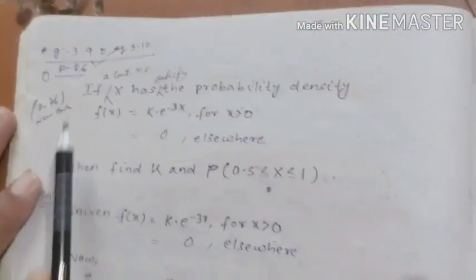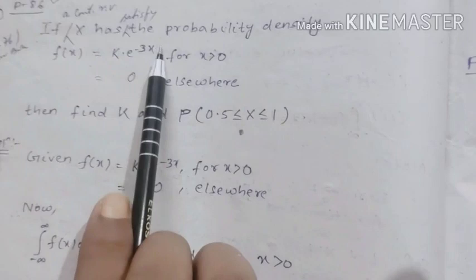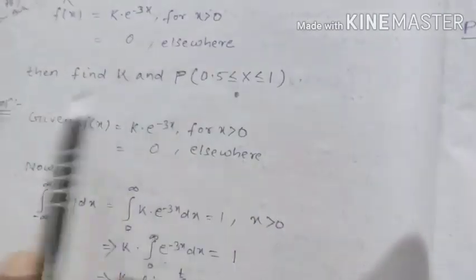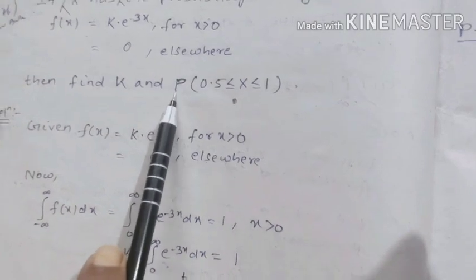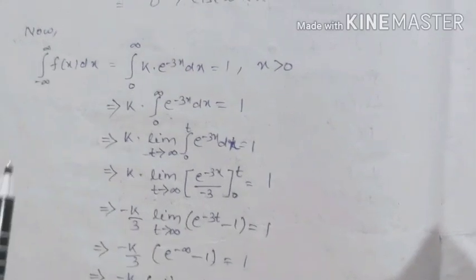If a continuous random variable x has the probability density f of x equal to k times e to the power minus 3x for x greater than 0, and equal to 0 elsewhere, then find k and the probability of x lying between 0.5 and 1, left and right closed. How can you find this? The f of x must be greater than 0, and we have to find the integration from minus infinity to infinity. Suppose k equals 3.